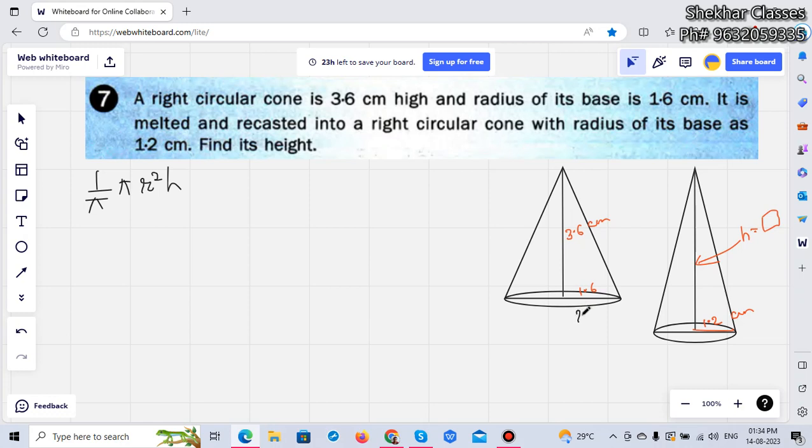I'll take the radius as r1 and height as h1. Here the radius will be r2 and height will be h2. Fine. So we will use this formula: 1 upon 3 pi r1 square h1 should be equal to 1 upon 3 pi r2 square h2. I wrote pi there by mistake, sorry.